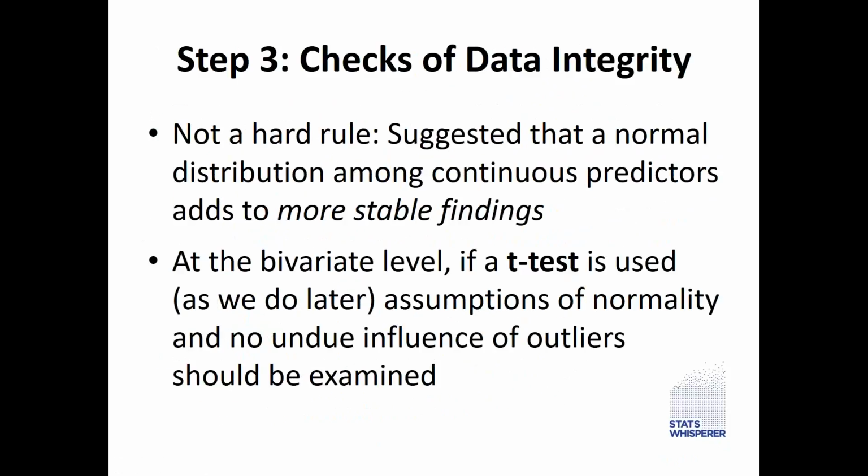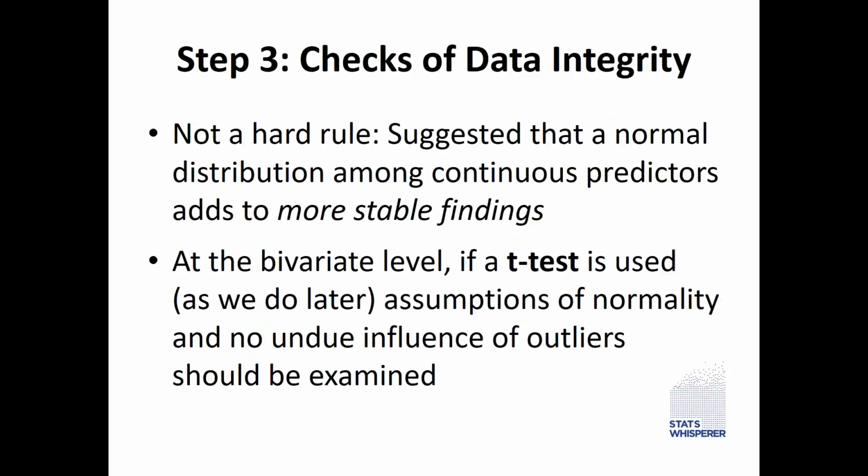So as I said, that's the main check. Some people like to suggest that if you have a continuous variable as a predictor, you might want to check if it's normally distributed, because it might lead to more stable findings. So it's more of a suggestion, right? So we may use a t-test, for example, right?